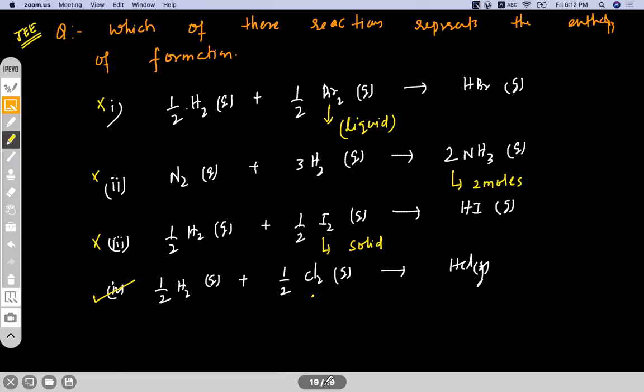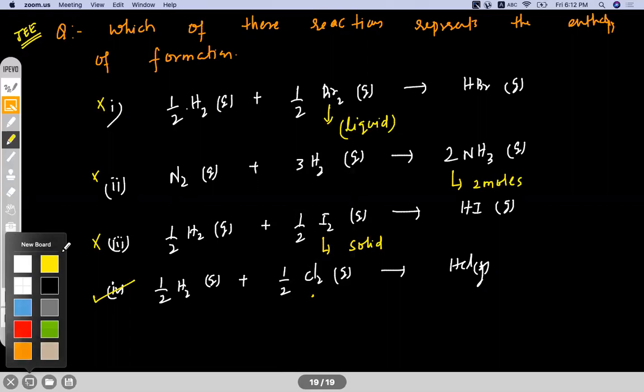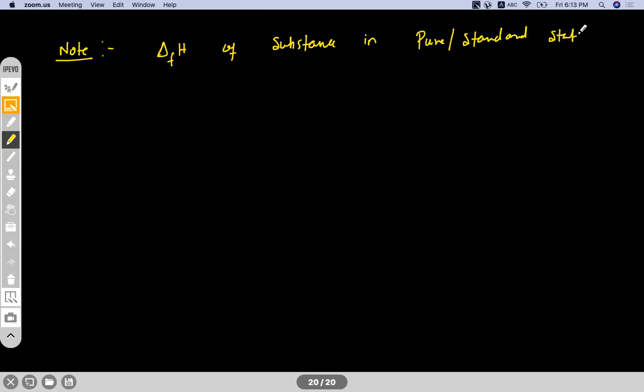So you should know these things, right? What is the reference? I'll give you some examples here, just keep them in mind. One note you write down after this. Done, Otto? One note you write down. The enthalpy of formation, delta FH, the enthalpy of formation of a substance in pure or standard state is zero. Okay, pure or standard state is zero.